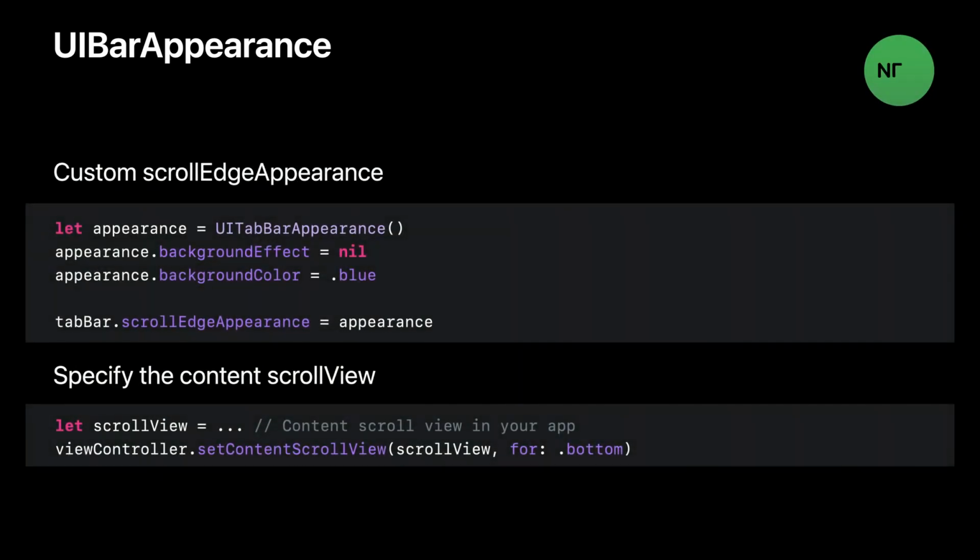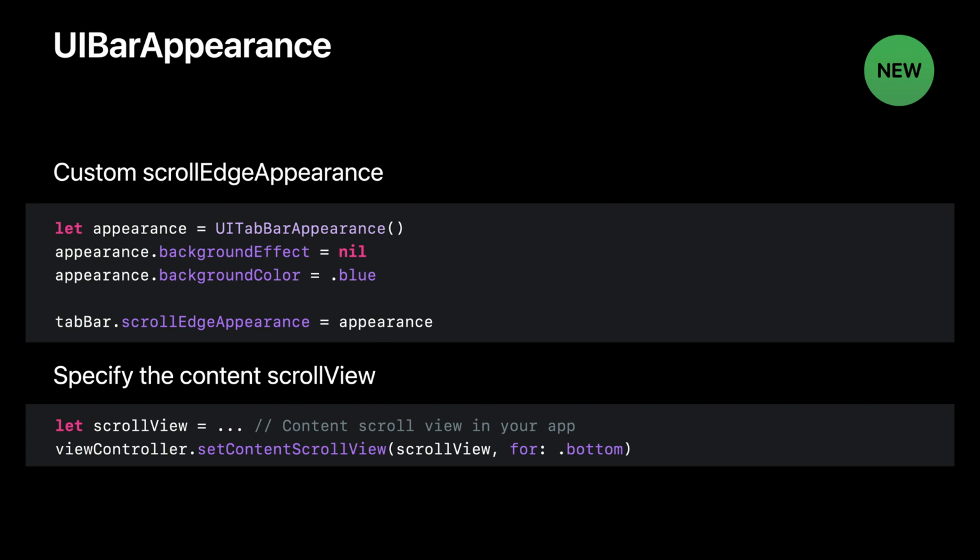If the new default behavior is not appropriate for your app, just create a custom appearance and assign it to the scroll edge appearance property on your bar. This property was previously only available on UINavigationBar, but is now also available on UIToolbar and UITabBar. Setting a custom appearance will avoid any of the visual issues caused by the previously mentioned incompatible APIs.